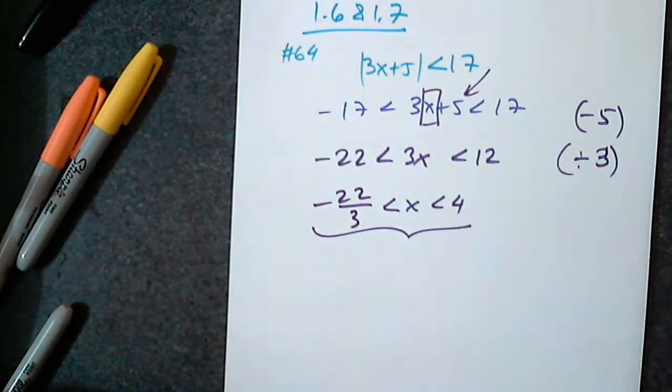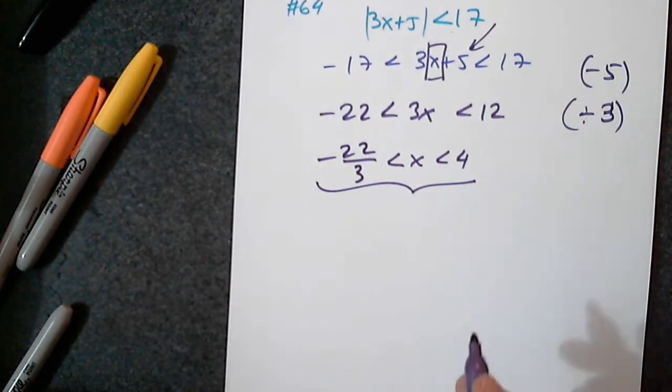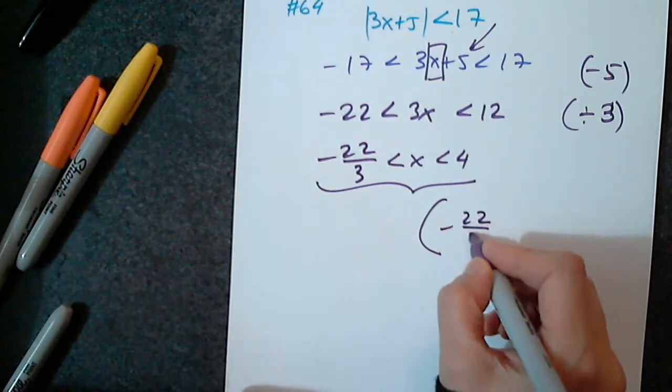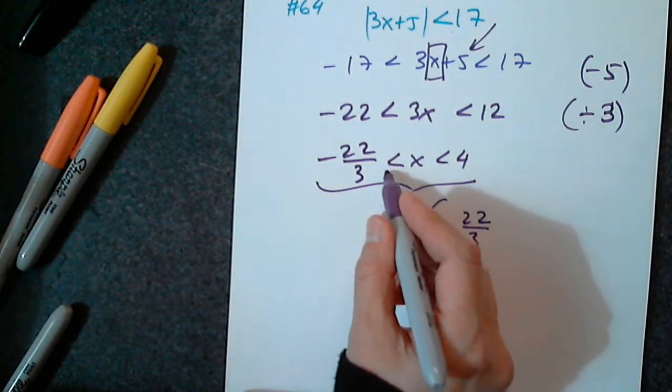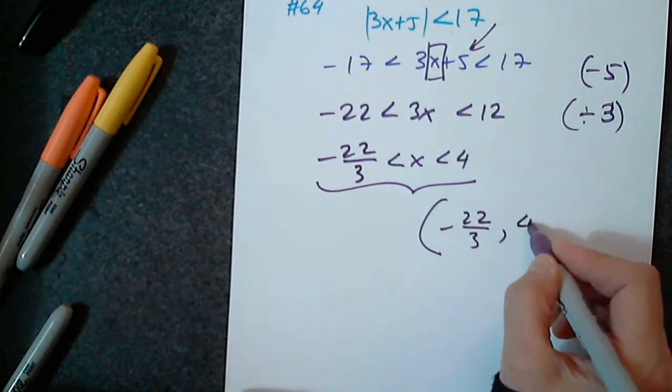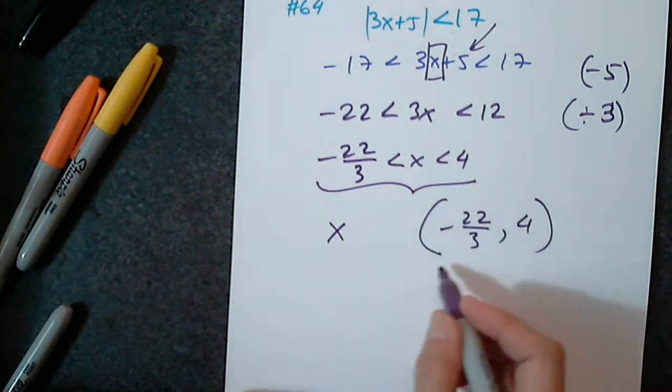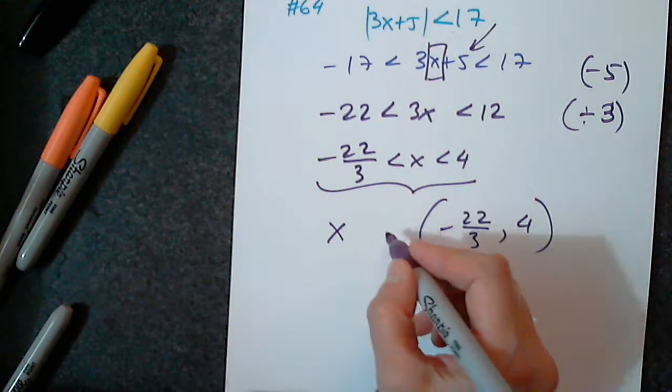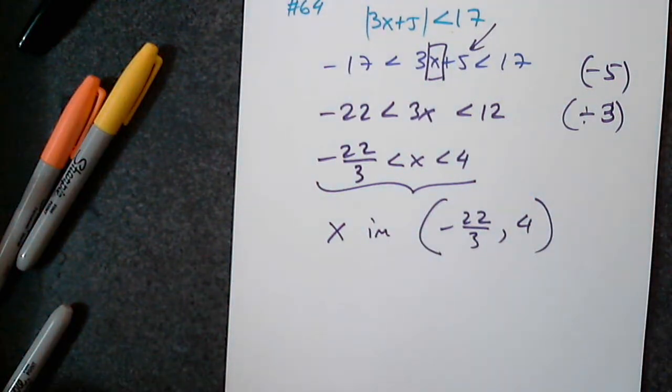And this is the interval notation. You will be asked to present the interval notation. Negative 22 over 3, there is no equal symbol, so I have to use a parenthesis. And 4, there is no equal symbol. And because this can be confused with an ordered pair, I will say that x is in that interval.